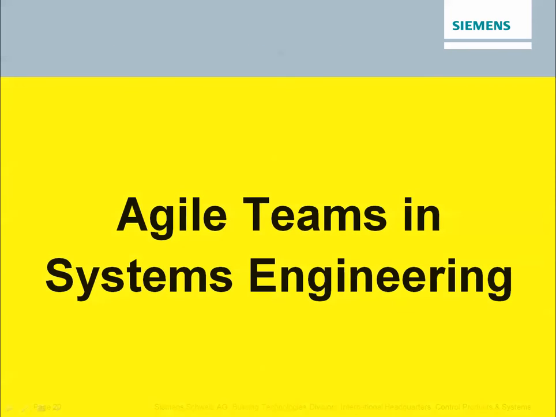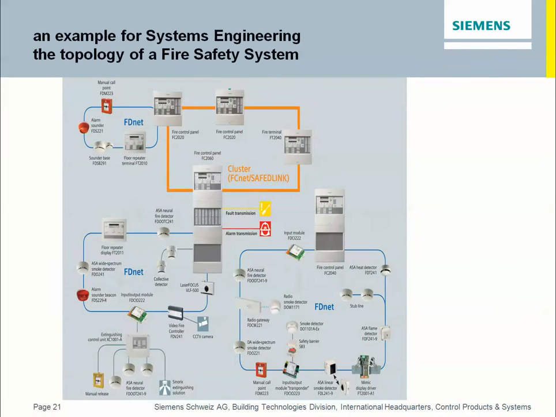So now we are in the next chapter, agile teams in systems engineering. The question is, what is systems engineering? Here we have an example from our environment, systems engineering from a fire safety system. The topology looks typically like this.